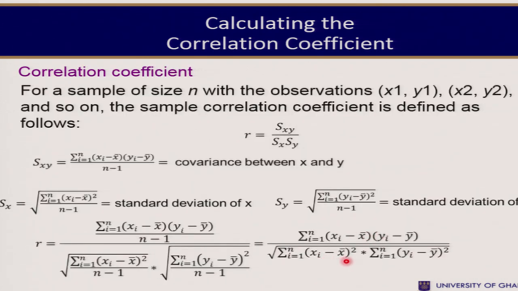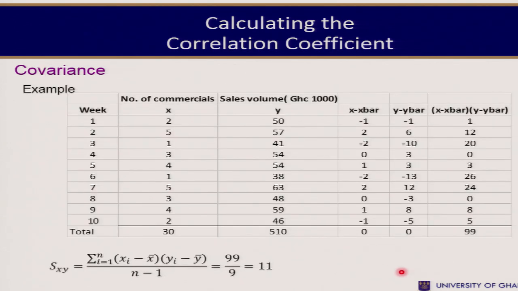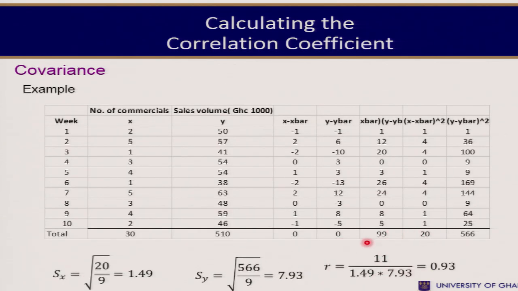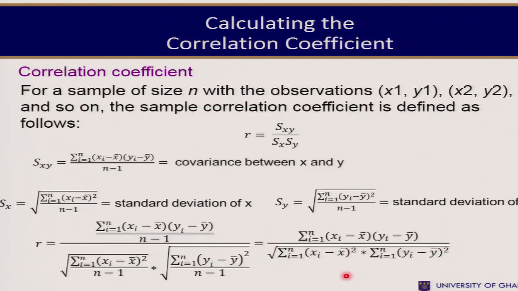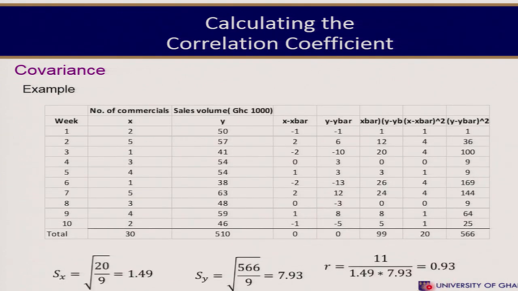Also, we have our x minus x bar squared, and then y minus y bar squared values also given to us, that is 566 for the y's, and then 20 for the x's. All we just need to do is to put the values in this formula. That's going to give us 99 divided by the square root of 20 times 566, and you'll be sure to get 0.93 as your correlation coefficient.